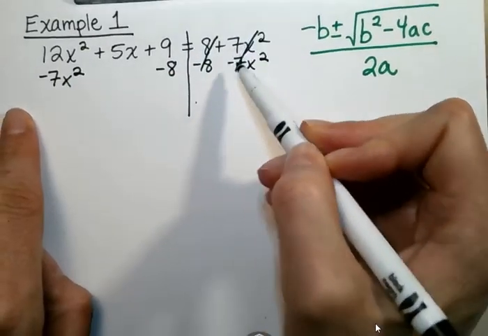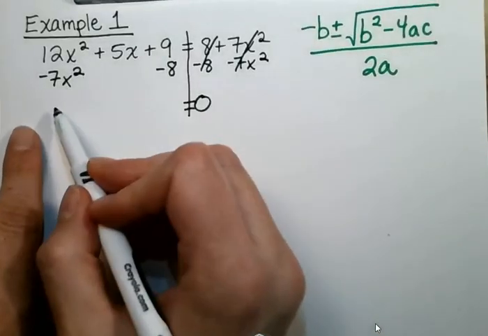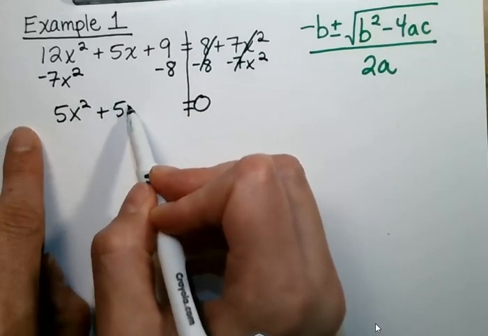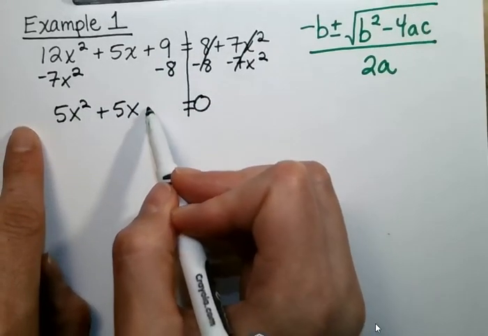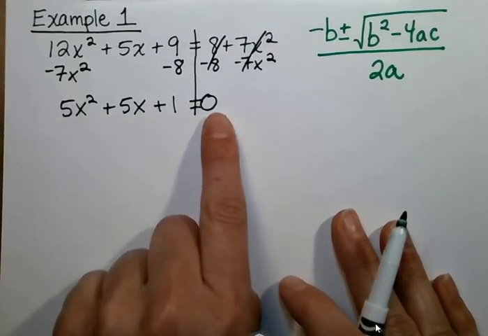Okay, once these are gone, we're left with 0 now. Over here we have 5x squared remaining, plus 5x, plus 9 minus 8 is positive 1. Okay, so we've got our quadratic, it's set equal to 0.